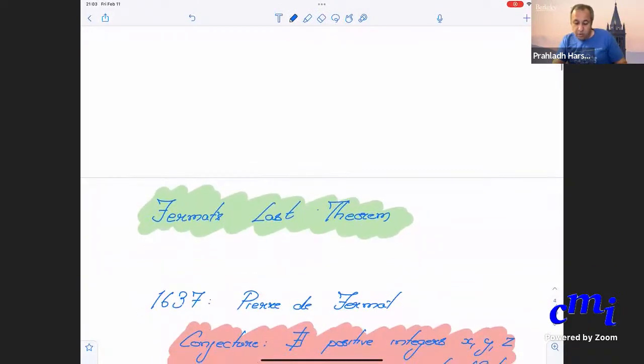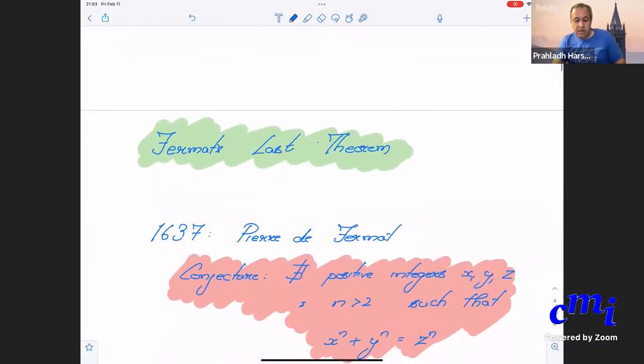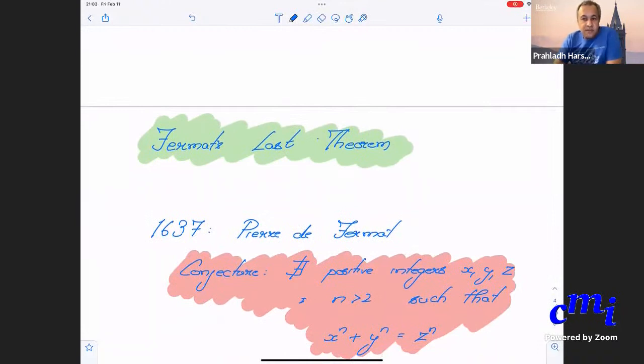And this all started off with Pierre de Fermat, who in 1637 stated the conjecture that there doesn't exist a set of positive integers x, y, z and n greater than 2 such that x to the power n plus y to the power n equals z to the power n. Of course, when n equals 2, these are the Pythagorean triples, and several civilizations, the Diophantines, knew about the solutions for n equals 2, but we never knew of solutions from n equals 3 onwards, and Fermat actually conjectured that this is false.